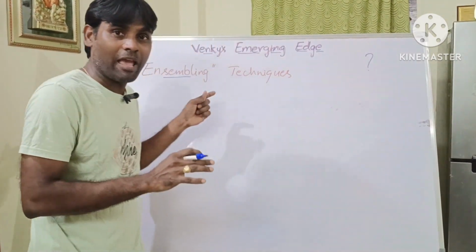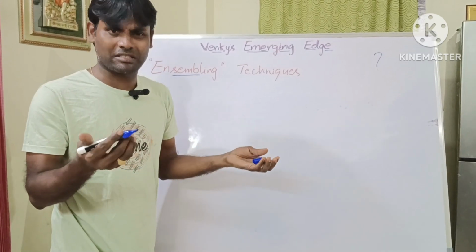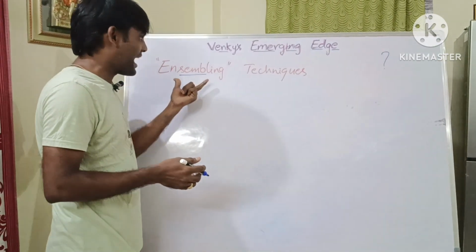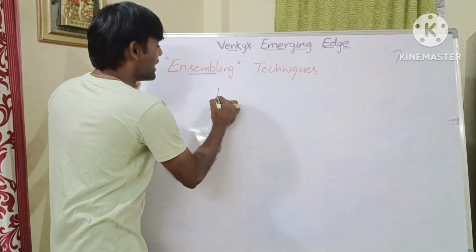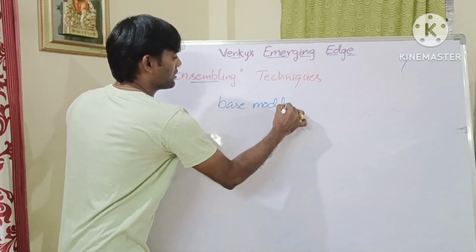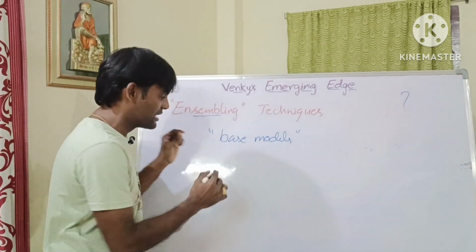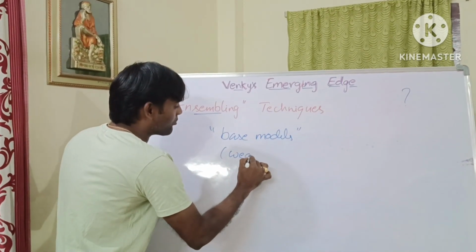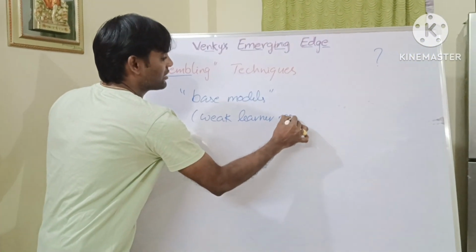Because hybrid means we are combining more than one model. Our models may be the same or different. But ensembling means we are combining different types of base models. Base models. Is it clear? Combining different types of base models. So what is the meaning of base models? It may be a weak learner model. Weak learner models. Is it clear?